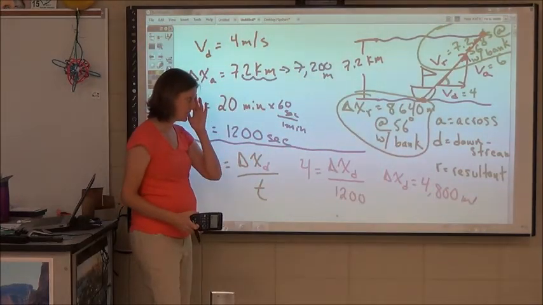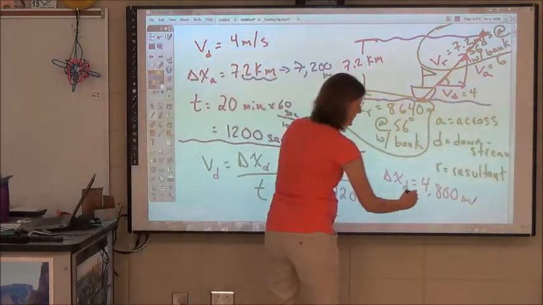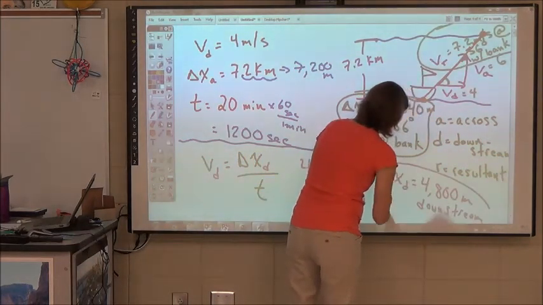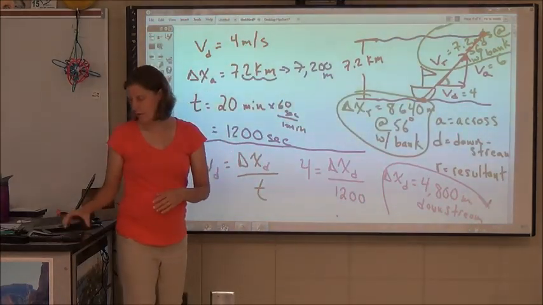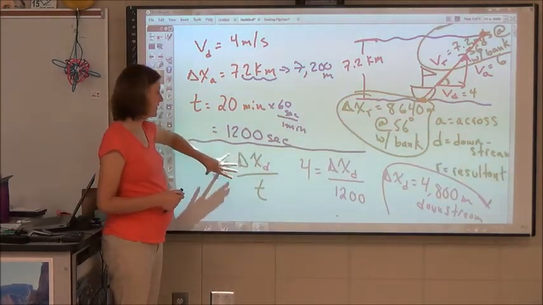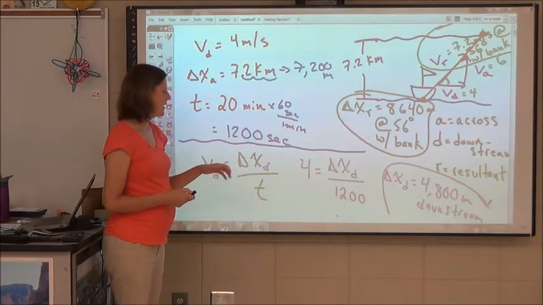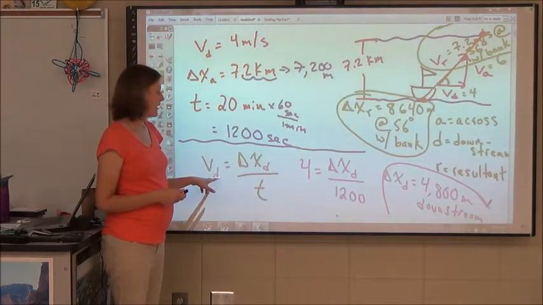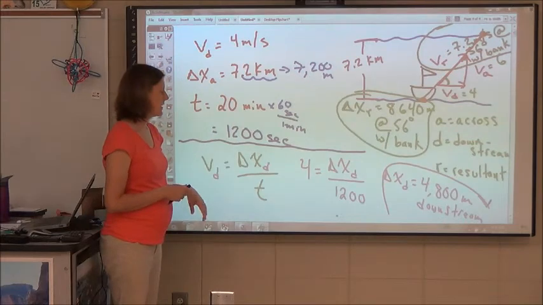So 4 times 12, throw on a couple zeros, 4,800 meters, and you can write out the word downstream as your direction. Voila. A lot of questions in that problem. Main ideas, again, you are welcome to use the velocity displacement over time equation. We're about to use all the kinematic equations, but directions have to match. I cannot plug in velocity across to expect to get the displacement downstream. Just would not work that way.